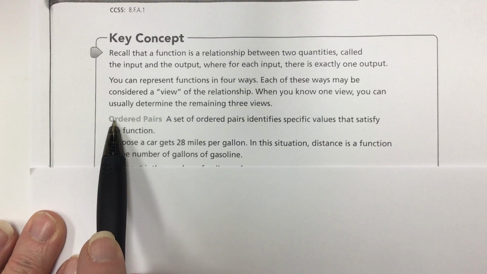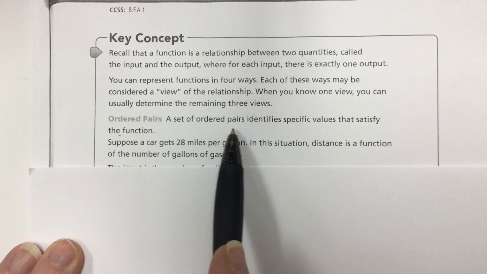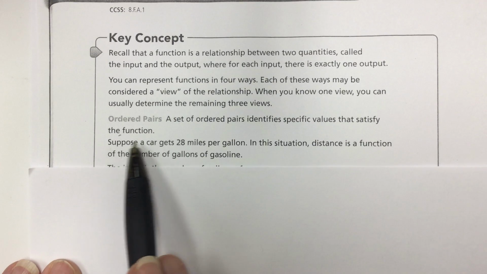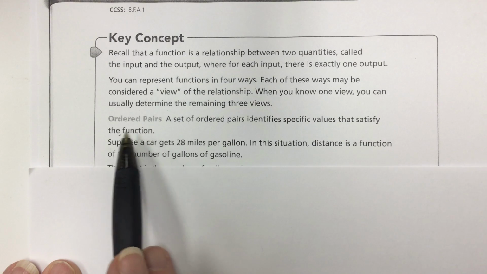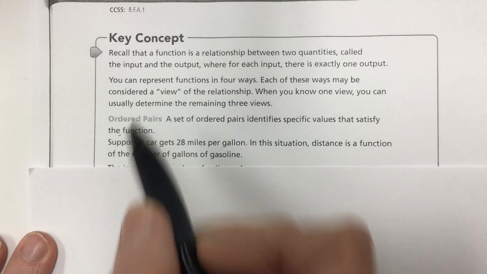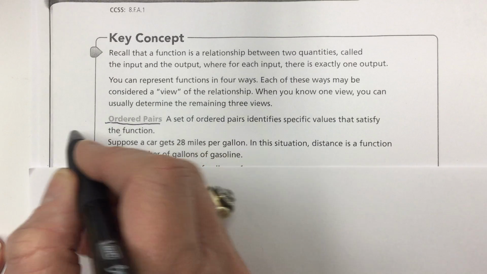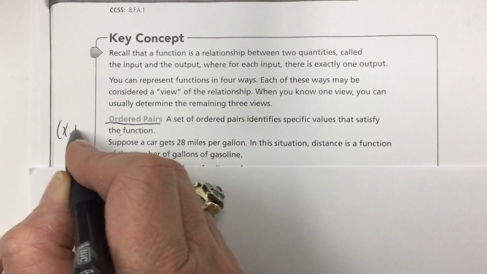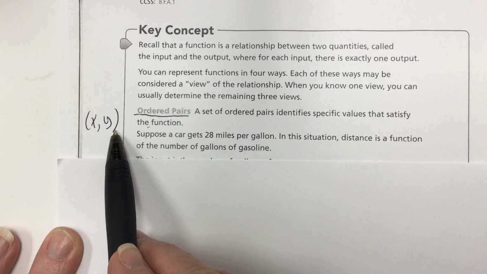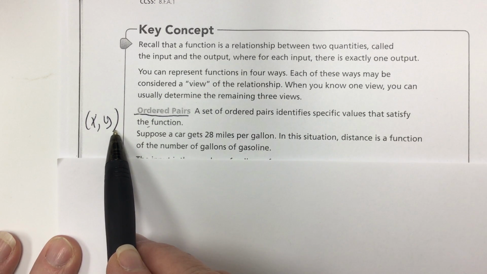A set of ordered pairs identifies specific values that satisfy the function. So one of the ways that we can view it is as ordered pairs. We've been talking about ordered pairs. Ordered pairs would be x, comma, y, with x standing for input and y the output.